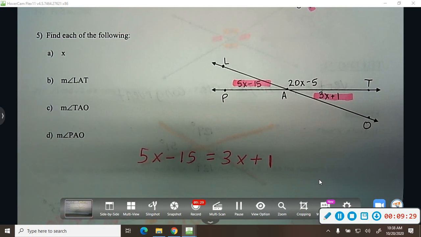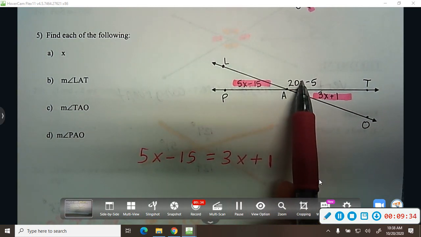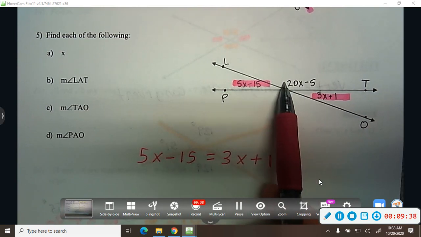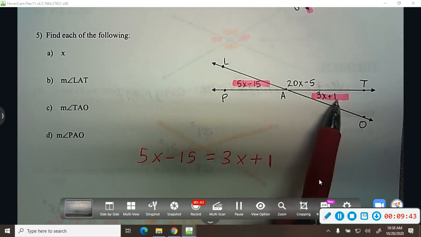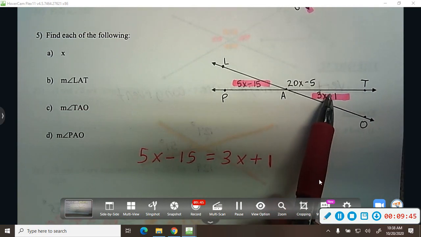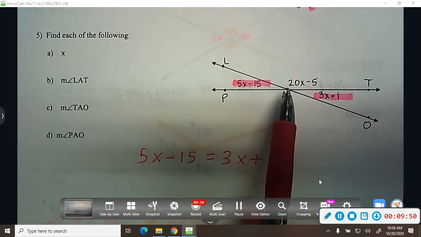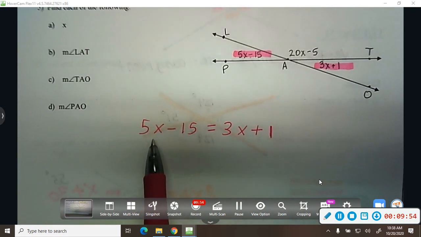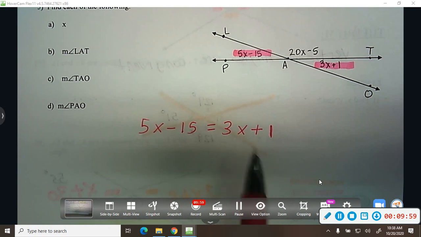You could have also said that 5x minus 15 plus 20x minus 15 is 180. You could have also said that 20x minus 5 plus 3x plus 1 is 180 because they're linear pairs. But instead of messing with 180, I think it's easier just to use the vertical angle theorem. So from here, 5 times what number minus 15 is 3 times that same number plus 1. I have no idea, but I'm going to use some algebra.